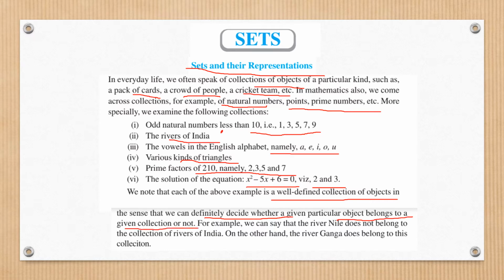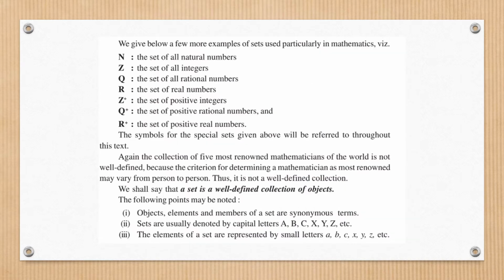For example, we can see that the river Nile does not belong to the collection of rivers of India. So that means the river Ganga belongs, it will be in the collection. Just like number 2 belongs, and Nile will not be taken into consideration.